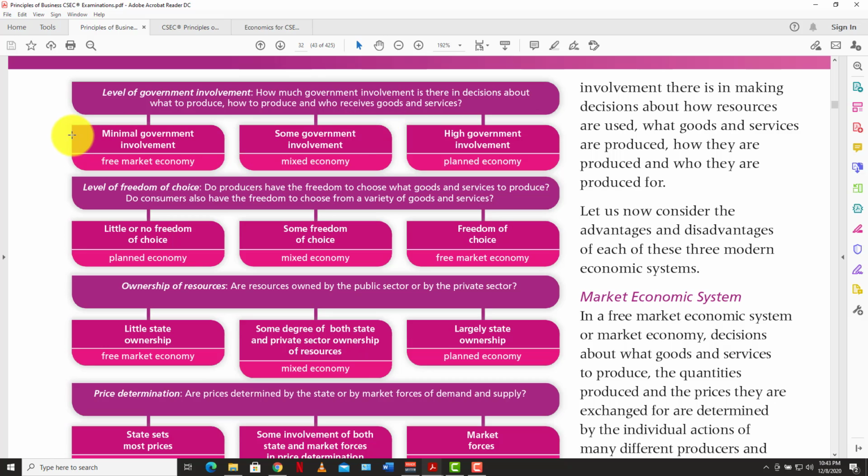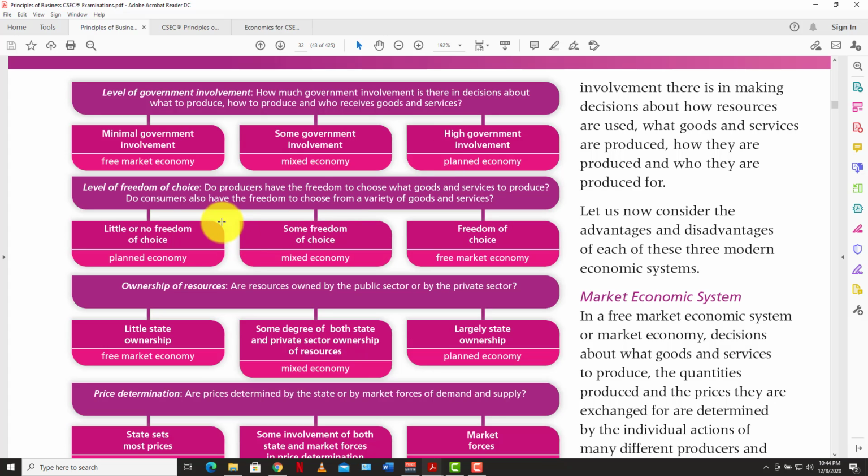For example, as it relates to government involvement, in the free market there's minimal government involvement. In the mixed, some government involvement because the mix would have both private and public sector. In the planned or the authoritarian, you have high government involvement because government controls most of the economic activities in the planned economy. So as it relates to government as a characteristic, they have different levels of involvement: for free market, minimal, hardly any; for mixed, some; and for the planned, high.